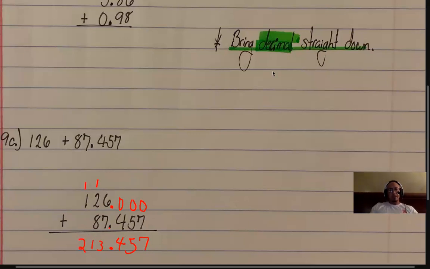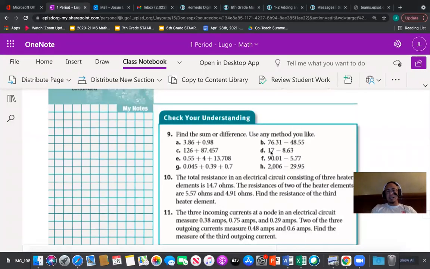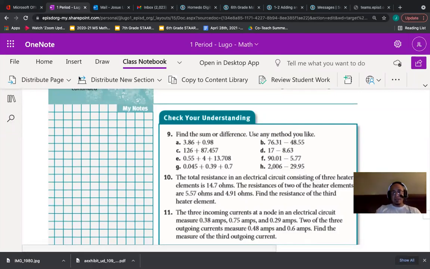Okay. If that was confusing to you, I recommend you rewind. Moving on. I don't want this video to be too long. If we go to our actual textbook, notice that we do have subtraction right here. And ladies and gentlemen, with subtraction, the order does matter. Now, if we look at 9B, we do have subtraction.